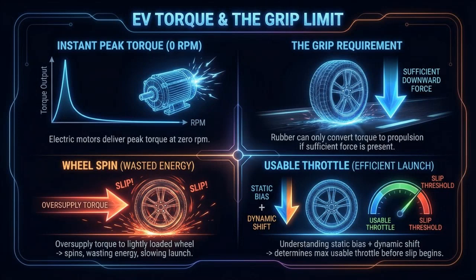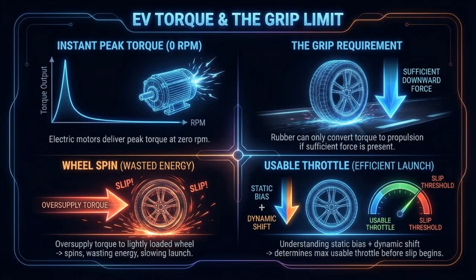Electric motors can deliver maximum torque even at zero speed. However, the tires can turn this torque into forward motion only if enough vertical load is present. If too much torque is applied to a lightly loaded wheel, the tire reaches its friction limit and spins. This wastes energy and actually slows the vehicle launch.